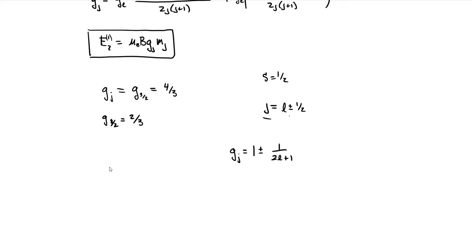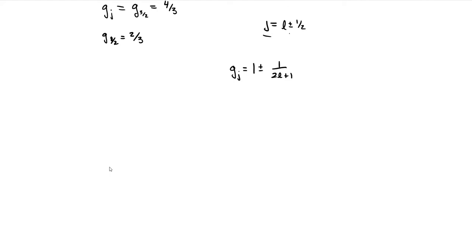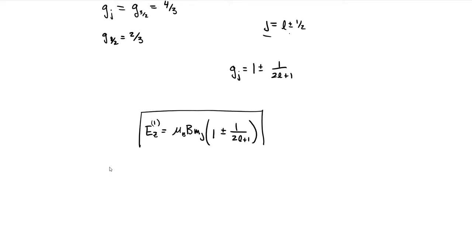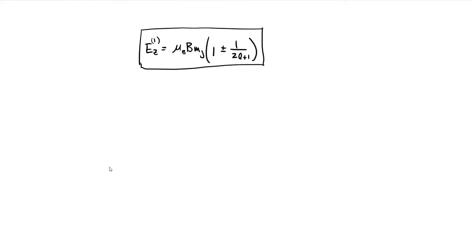And if we plug that into our energy correction, we end up with the Zeeman energy correction in our hydrogen atom being mu B B mj times 1 plus or minus 1 over 2L plus 1. And this is a nice generalized result that works for any angular momentum states that we're looking at, those degenerate states, we can see what those shifts are going to be.